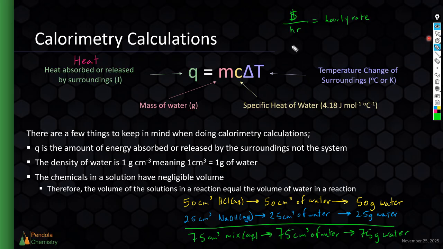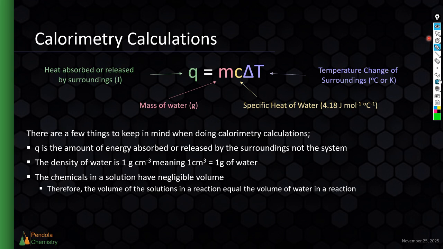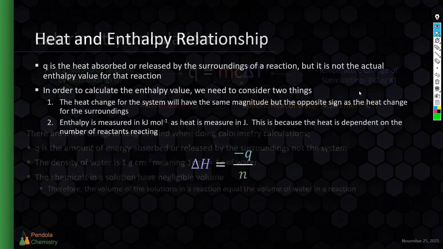In order to figure out if you have Q, which is your total heat given off or absorbed, divided by the number of moles, that will give you your enthalpy change. Because enthalpy change is in joules, which is what Q is, per mole. Very important to look at units here, and the units will always help you out. So let's look at how we do that in the next slide.